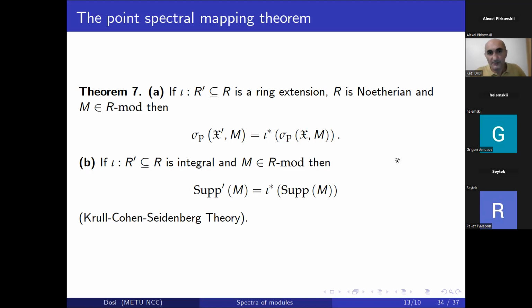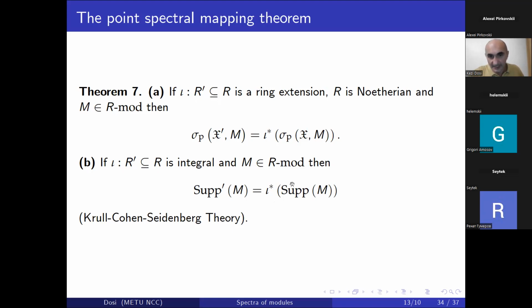Yes, what about the point spectrum? Again, we have the following spectral mapping theorem. It's also quite general. If R prime inside R is a ring extension, R is Noetherian, M is an R-module, then we have this spectral mapping theorem for the point spectrum. By the way, the point spectrum behaves much better without any closure there. Look, if this gap is integral, then we also have a spectral mapping theorem for supports without closure.